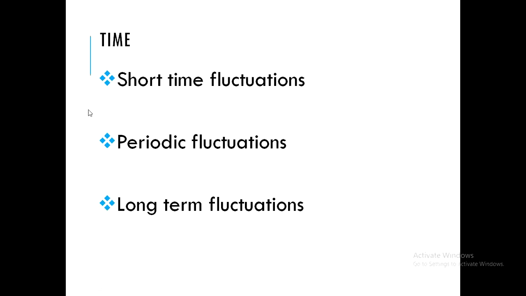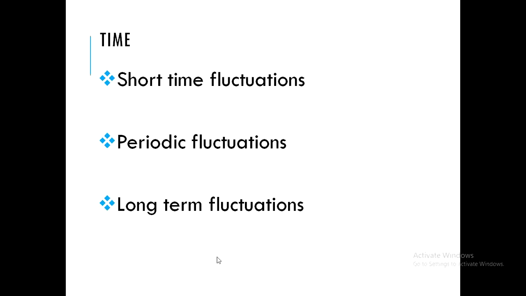Then the second component is the periodic fluctuations. These are those diseases which repeat themselves after a certain period of time. This period of time may be in months, maybe in hours, maybe in years, or maybe after 10 years or decades. So the diseases which repeat themselves after a certain period of time are shown by the periodic fluctuation.